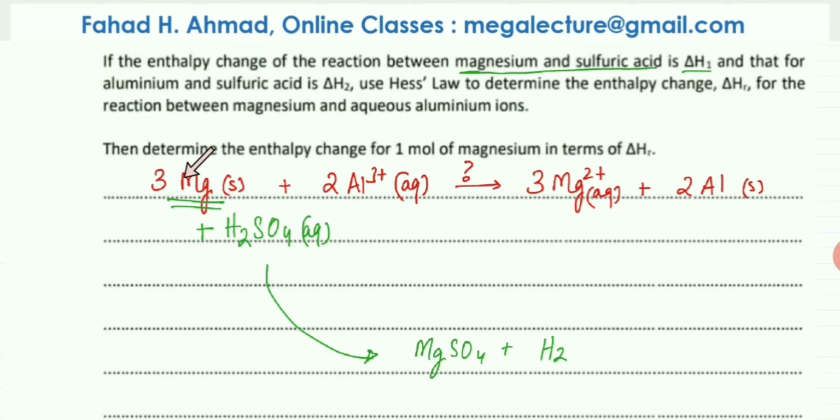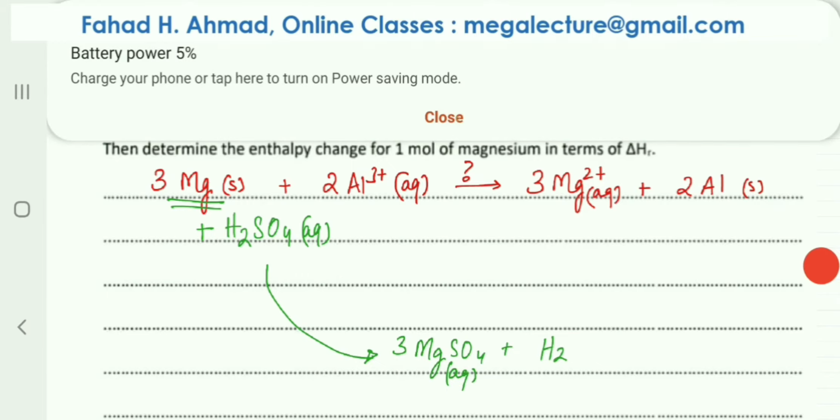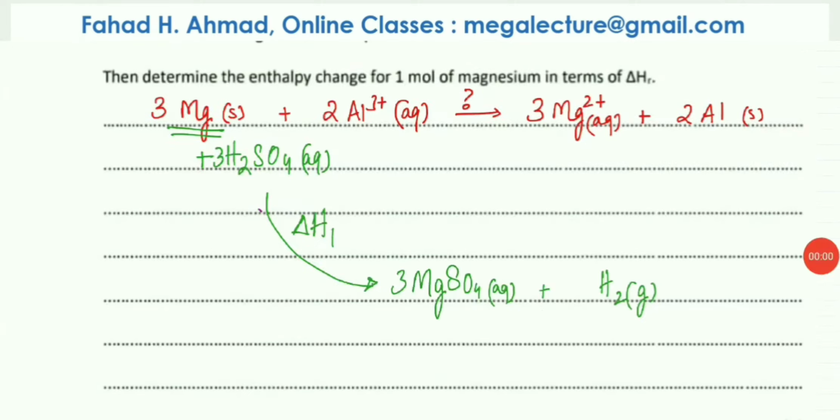Since I have 3 magnesiums over here, there would be 3 MgSO4 in aqueous state produced. Plus, we also need to balance out the hydrogen. Because there are 3 H2SO4 molecules, there should be 6 hydrogen atoms, so 3 H2 gas molecules would be there.